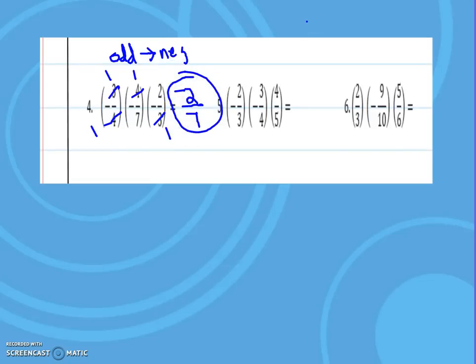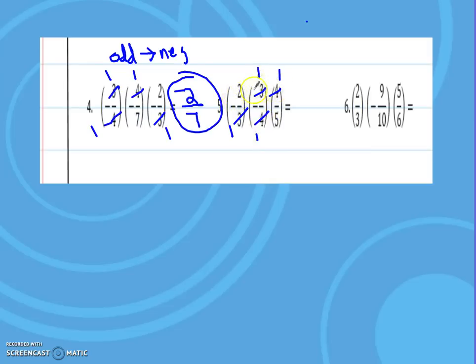Okay, let's take a look at number 5. I can simplify the 2 3's. So 3 divided by 3 is 1. 3 divided by 3 is 1. I can simplify either the 2 4's or the 2 and the 4. I'm going to do the 2 4's. 4 divided by 4 is 1. 4 divided by 4 is 1.